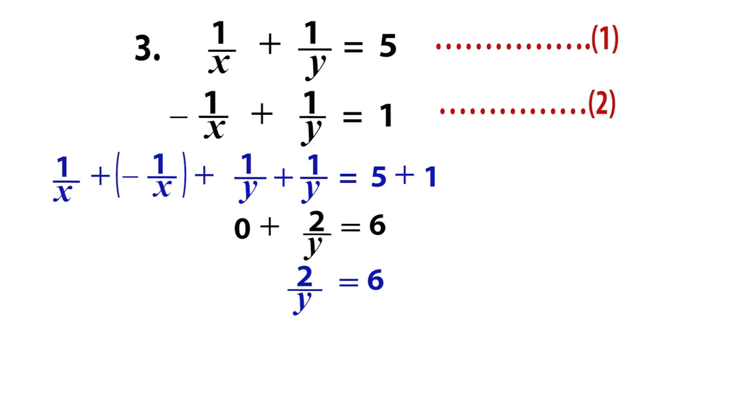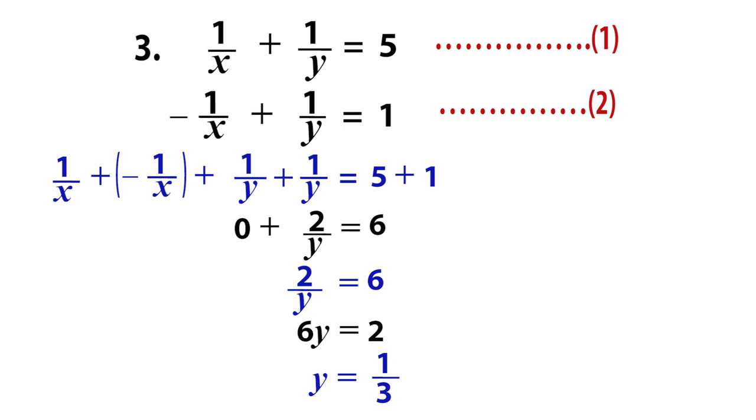Now, we have to multiply both sides of the equation by Y, or we cross multiply. And this will give us 6Y is equal to 2. And now we have to solve for Y by dividing both sides of the equation by 6. And that gives us Y is equal to 2 over 6, which is equal to 1 over 3.